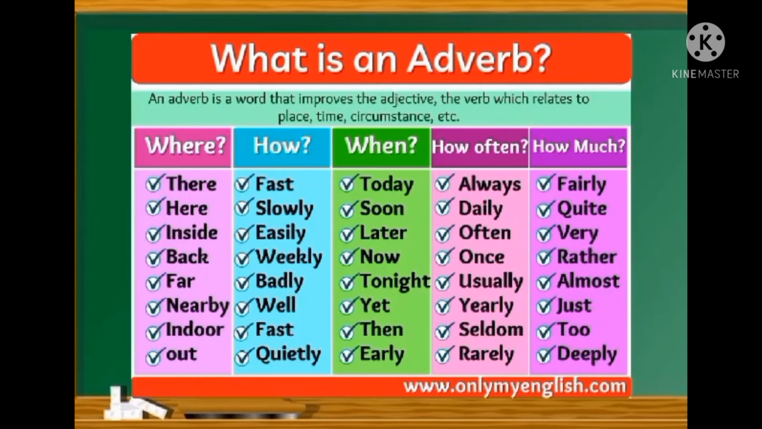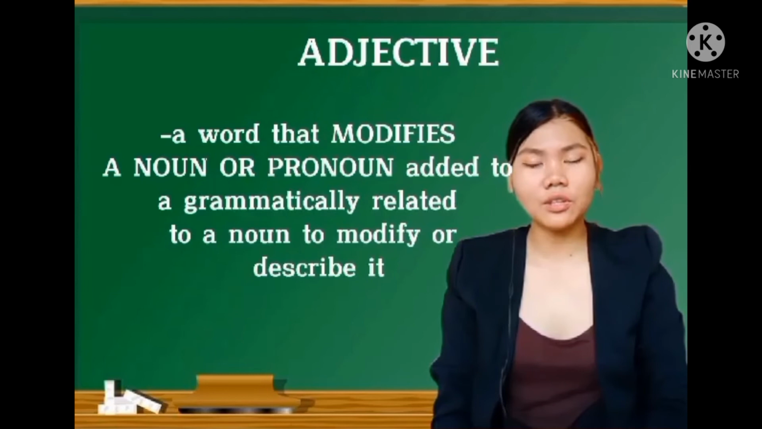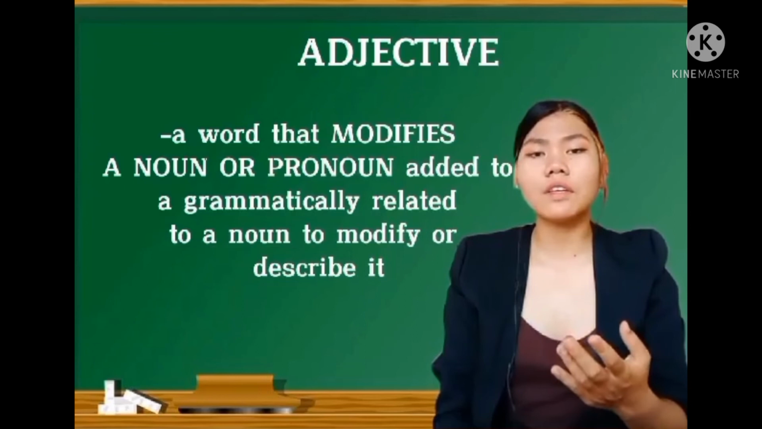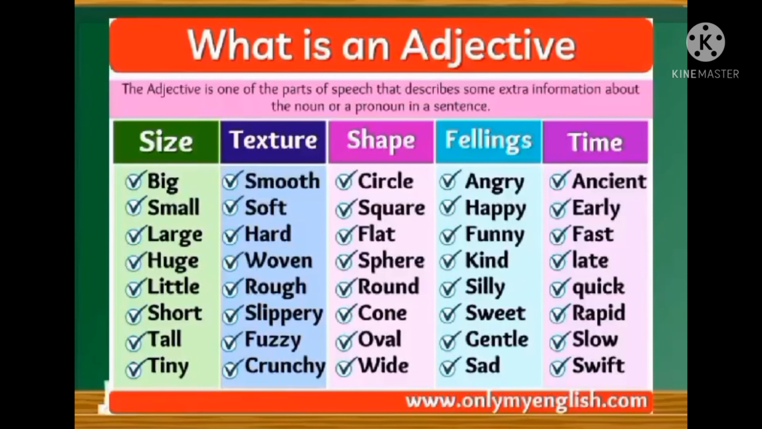What is adjective? So, adjective, a word that modifies a noun or pronoun, added to grammatically relate to a noun, to modify or describe it. So, adjective describes the noun or pronouns in a sentence. So, here are the examples. What are the adjectives? So, let's move on to another type of speech.